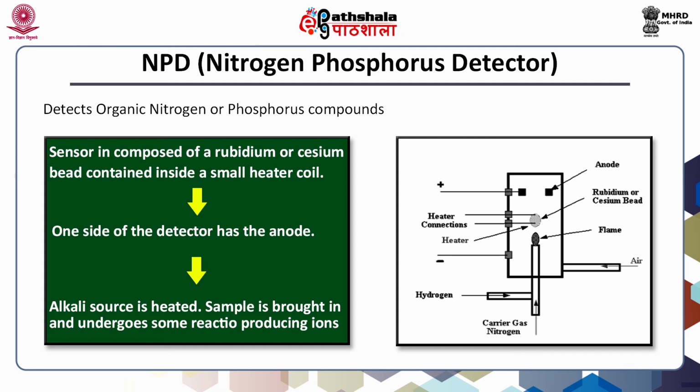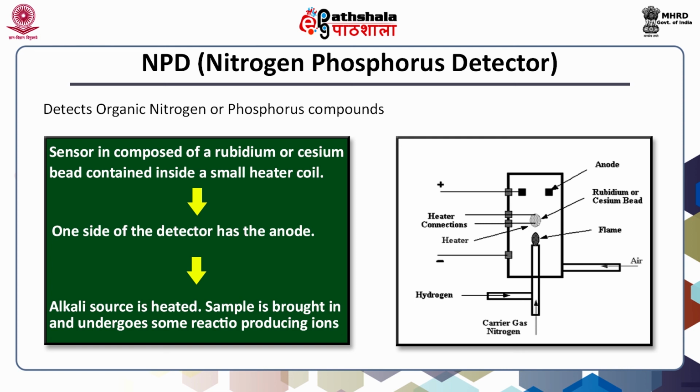When a solute containing nitrogen or phosphorus is eluted from the column, the partially combusted nitrogen and phosphorus materials are absorbed on the surface of the bead, and this absorbed material reduces the work function of the surface. As a consequence, the emission of electrons is increased, which raises the anode current, and this is measured as a signal. Basically, the alkali source is heated and the sample is brought in and undergoes some reaction producing ions, as evident in the flow chart in the slide.